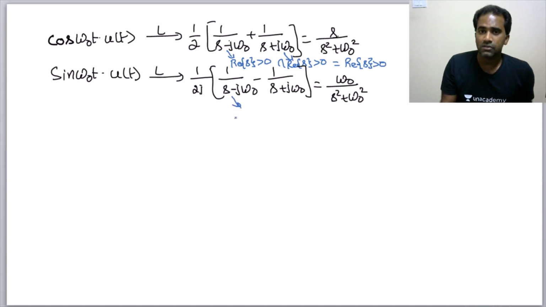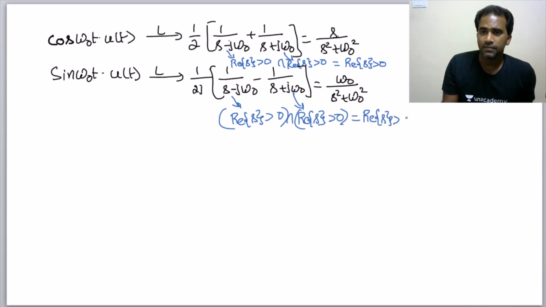Similarly, for the second case also, the ROC is real part of s greater than real part of the pole, which is 0. In this case, the pole is minus j omega naught, real part of it is 0. In deciding the ROC, only the real part of the pole plays a role. So the ROC is real part of s greater than 0. When two signals are added or subtracted, the ROCs get intersected. The intersection of ROCs is real part of s greater than 0. So the ROC for both the signals is real part of s greater than 0.